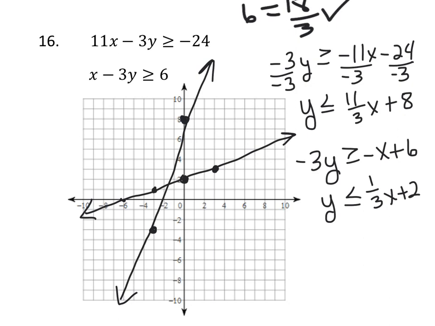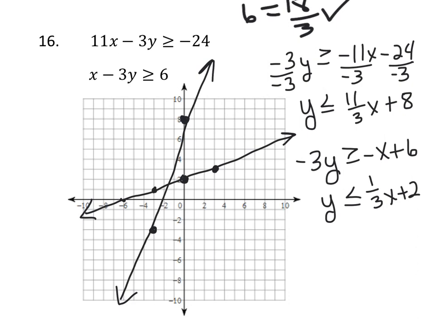All right, so I have my two lines graphed. One of them is y is less than or equal to 11/3 x plus 8, and the other one is y is less than or equal to 1/3 x plus 2. So I've graphed both of those lines, and now I'm going to shade them.